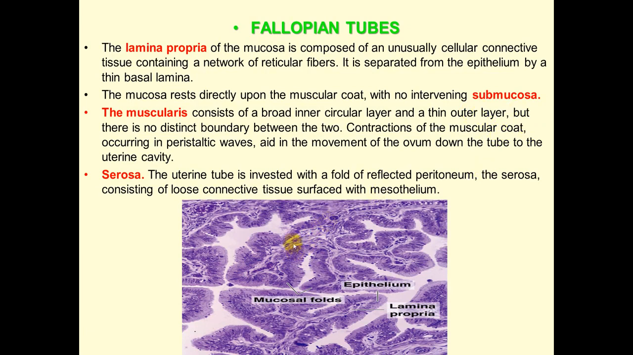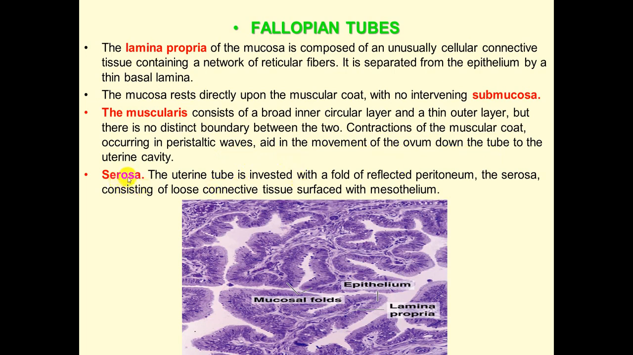Tunica submucosa is usually absent. Tunica muscularis consists of an inner circular and a thin outer layer. Contraction of the muscular coat occurs in peristaltic waves, which aid in the movement of the ovum down the tube to the uterine cavity.